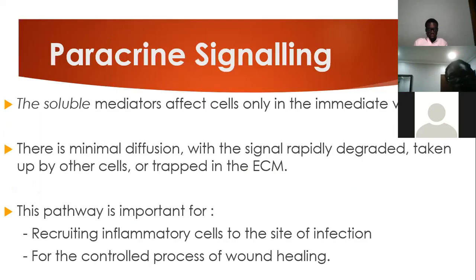Then we have paracrine signaling. Paracrine signaling is when the cell produces signals which act on adjacent cells. For example, we just talked about inflammation. When you have chemotaxis ongoing, that is a way of attracting the white blood cell to the bacteria. So the signals are produced by one cell and act on another cell which is adjacent to the target.